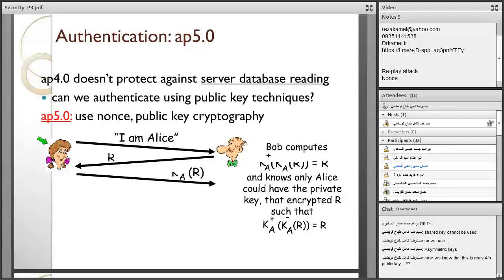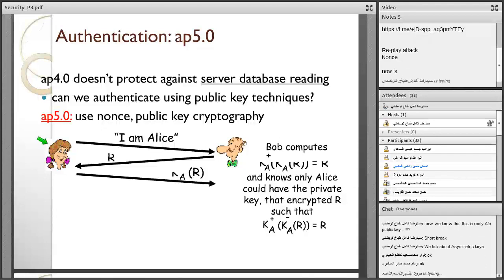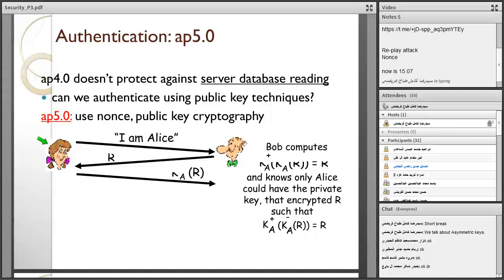Because we already passed 1 hour and this is Ramadan and we have 2 classes, it's better that we have a break. After a short break, we talk about asymmetric keys. So here I will type in the notes. Now my system's clock, Iran's time, is 15:07. You will have break 2. 20 minutes is enough. You get rest, I get rest, then we will start the class again.